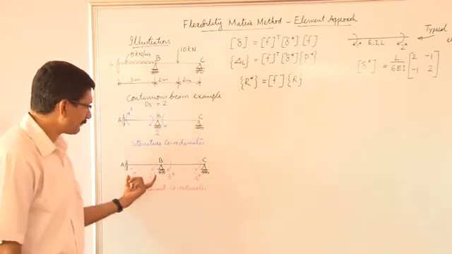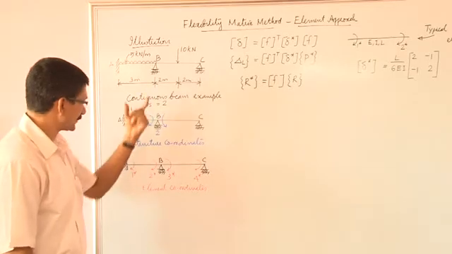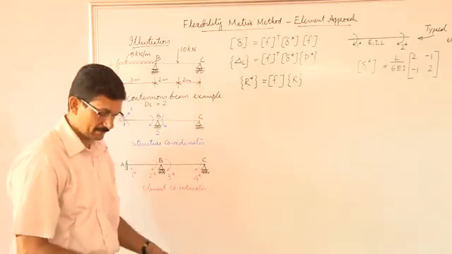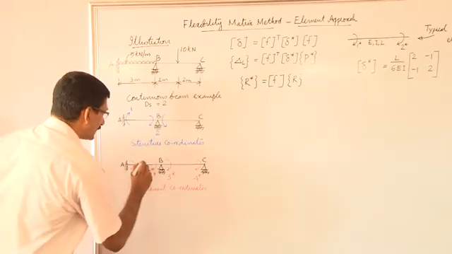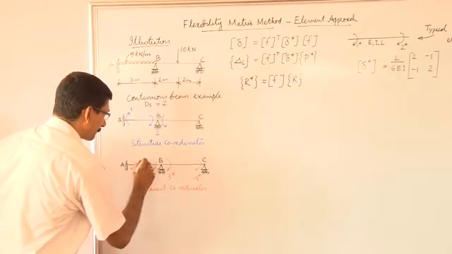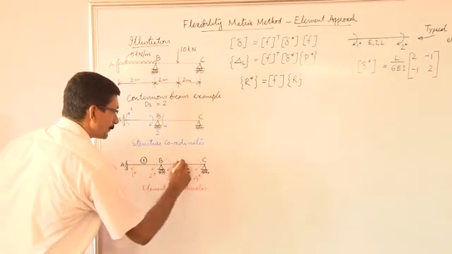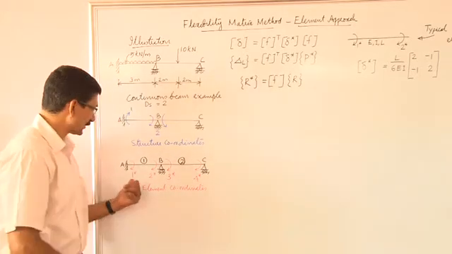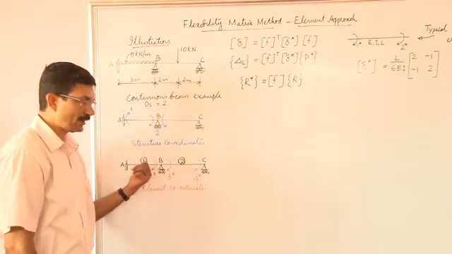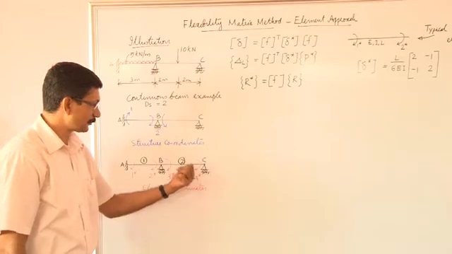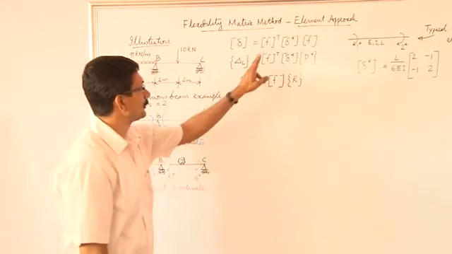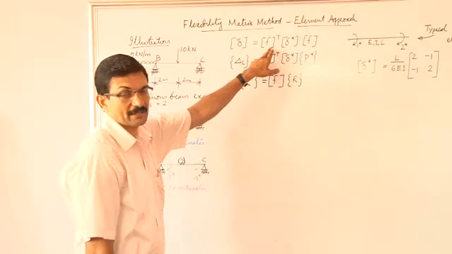Now, I have identified the elements of this structure as AB as one element and BC as the second element. Let me call AB element number 1 and BC element number 2. The element coordinates are respectively 1 star, 2 star for element 1 and 3 star and 4 star for element number 2. Now, let us develop the force transformation matrix.